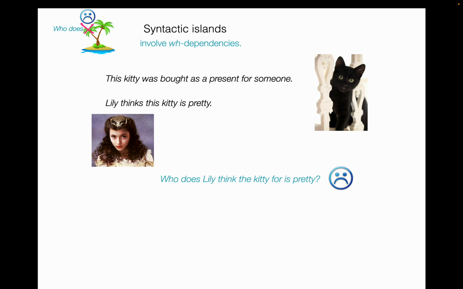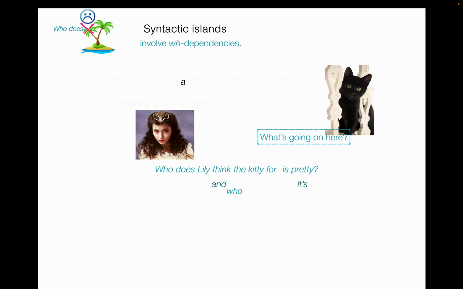Can't really ask that. I mean, you kind of know what you'd like to ask, but you can't ask it that way. Instead, you have to go about it a little bit more roundabout. What does Lily think is pretty and who does she think it's for? Right, that you can do, but this one, who does Lily think the kitty for is pretty, doesn't work so well. What's going on here?